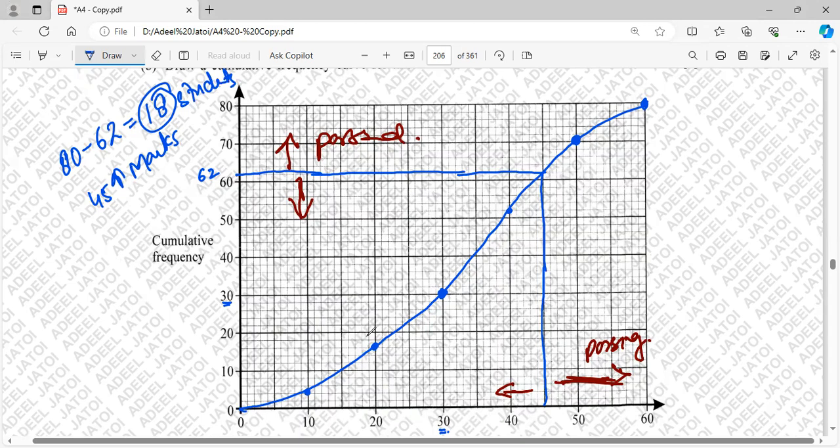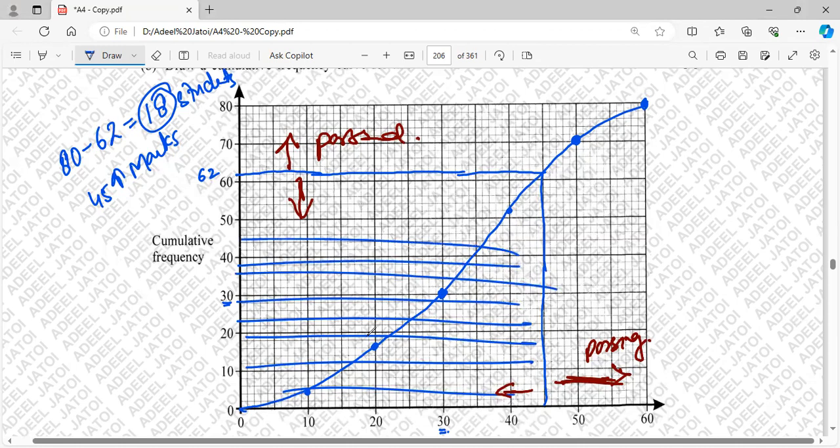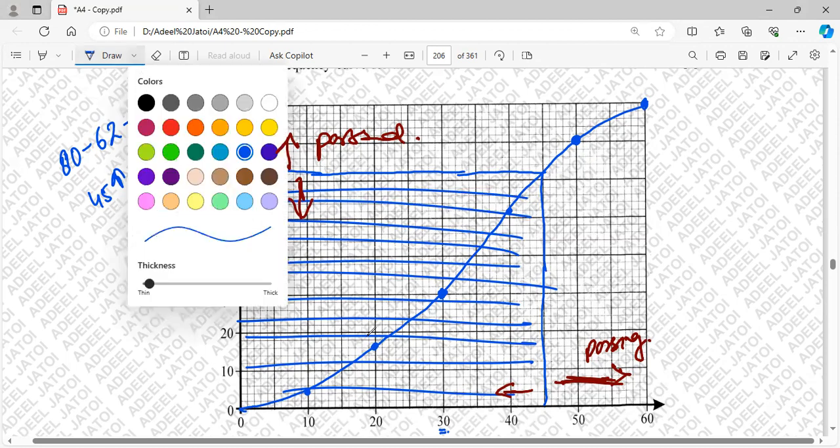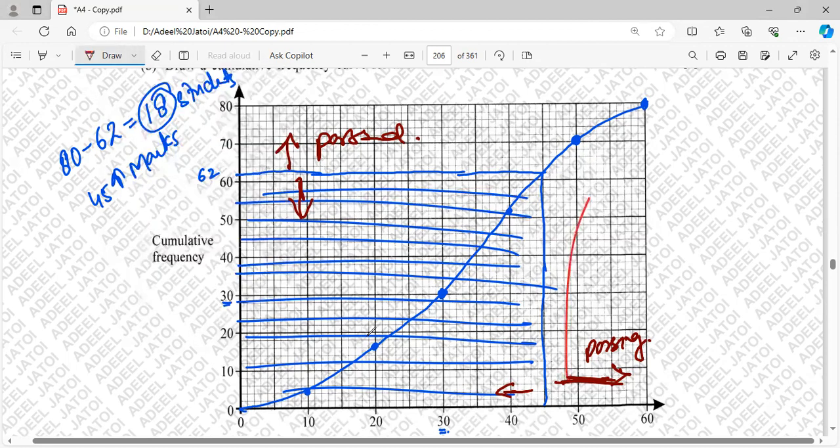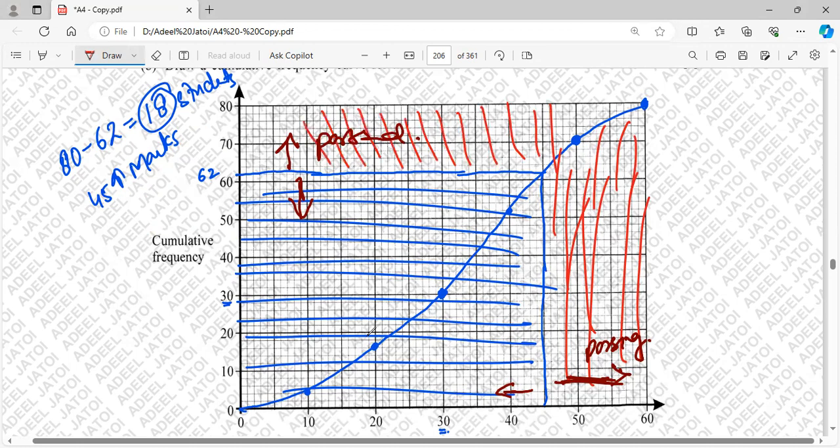62 students were representing all the students who have scored less than 45. And this particular part is represented by the students who have scored more than 45. So how many students are there? We'll obviously be subtracting 62 from 80. We'll make sure we get what? 18 students were there who scored more than 45 marks.